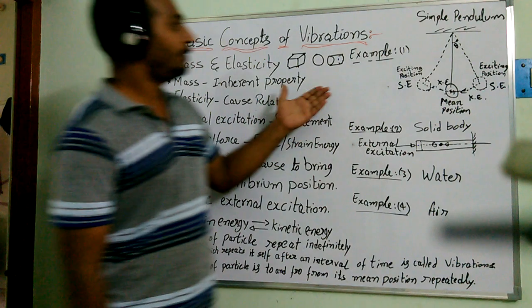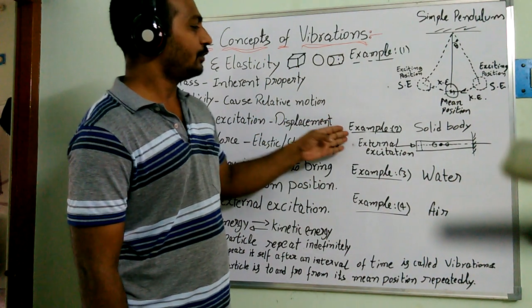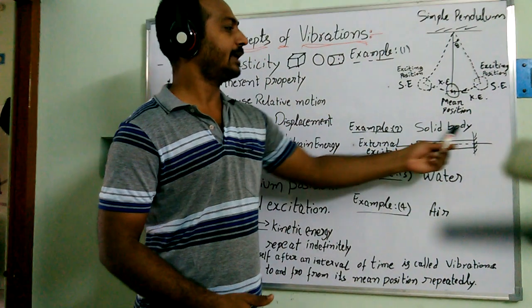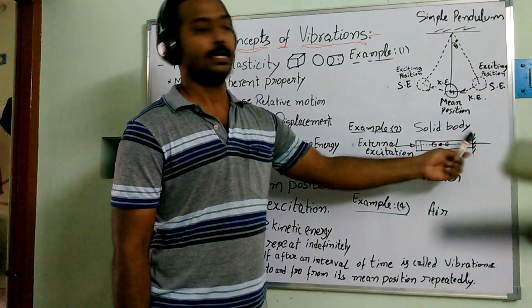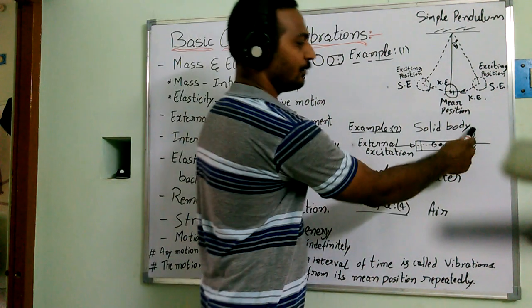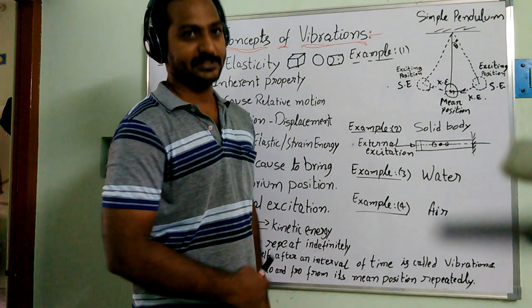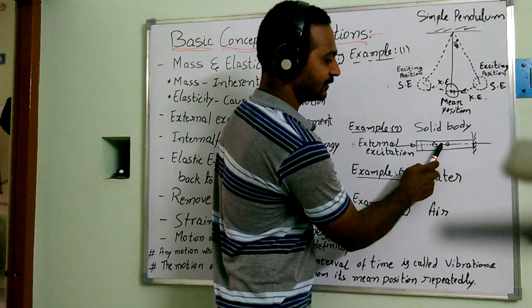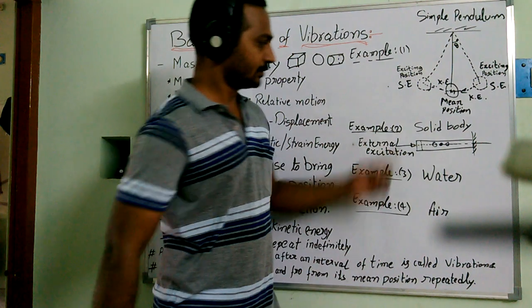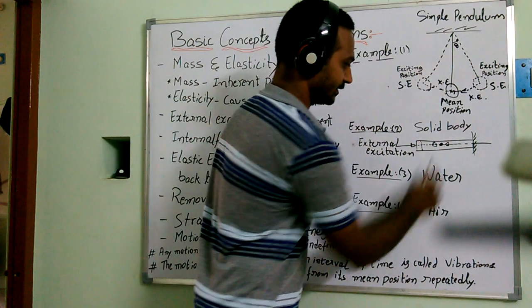With the help of this simple pendulum, we try to understand the definition, the physics behind this vibration. For the extension, I am going to give example 2 here, where I am going to take a solid body. In the solid body, one side is fixed here, and on the other side I have given an external excitation in the axial direction. So then what will happen? This solid body is going to be there. So that is the mean position of the system.